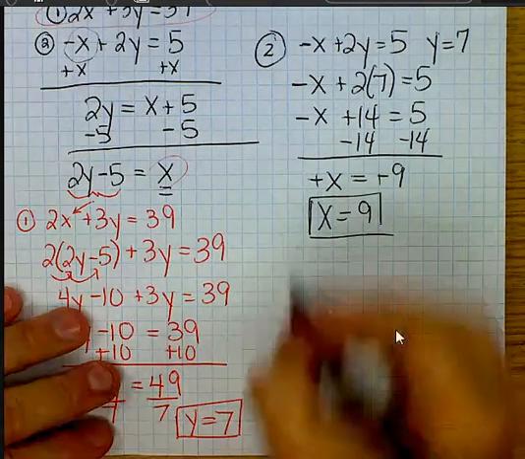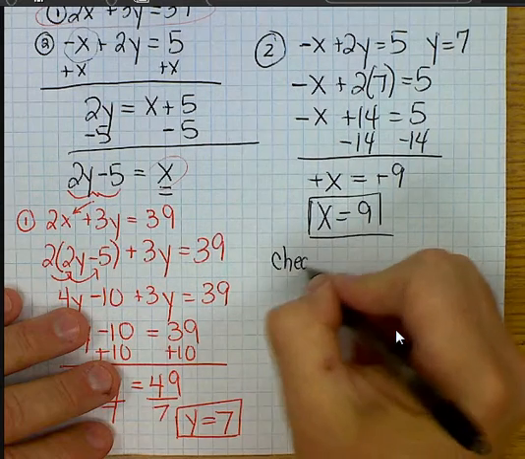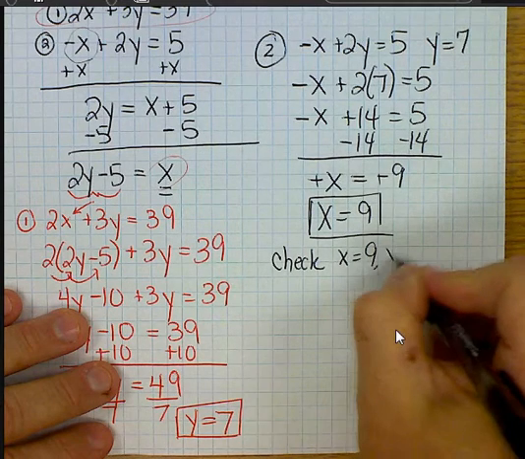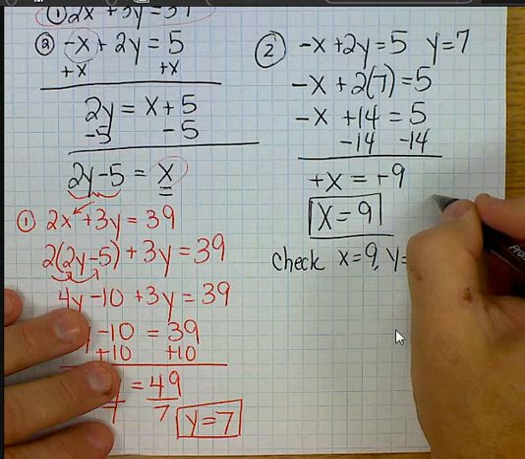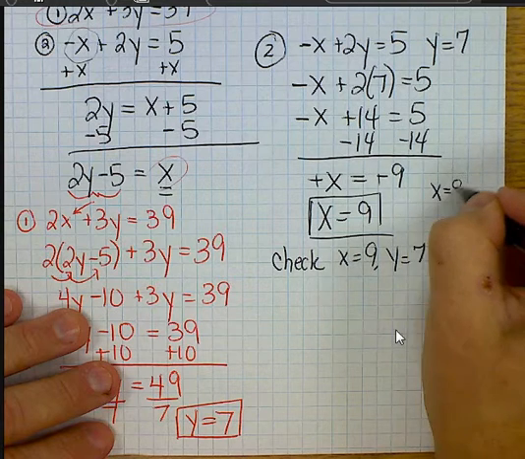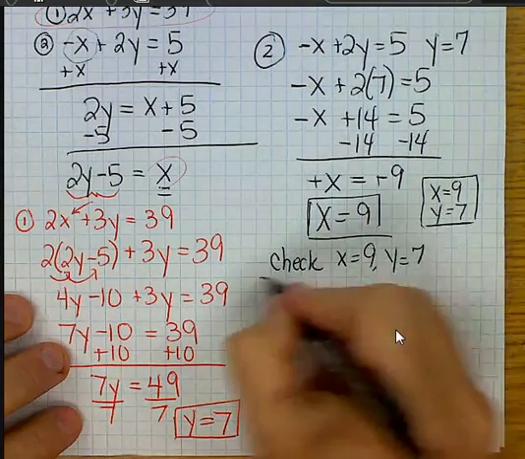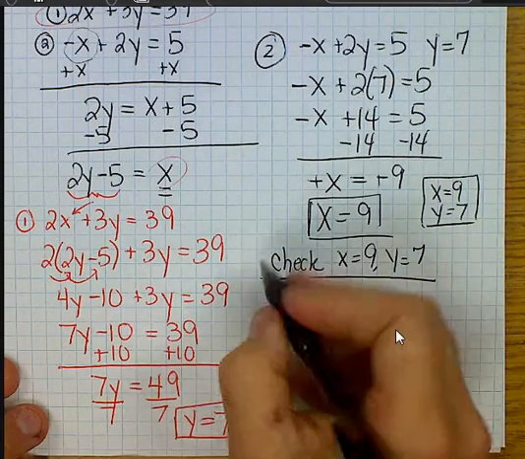Right? Now we want to check. And what do I want to check? I want to check x equals 9 and y is equal to 7. Oh, and by the way, put the answer together. There it is. All right. I'm going to switch equations. So now I'm going to go back to equation 1.